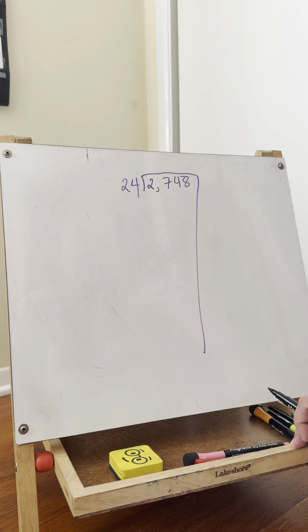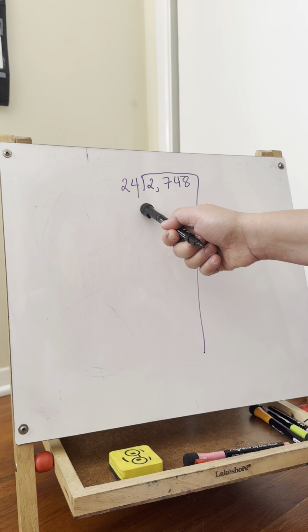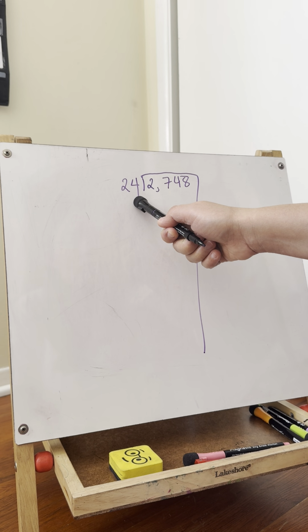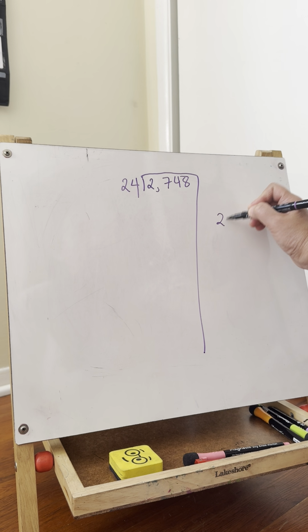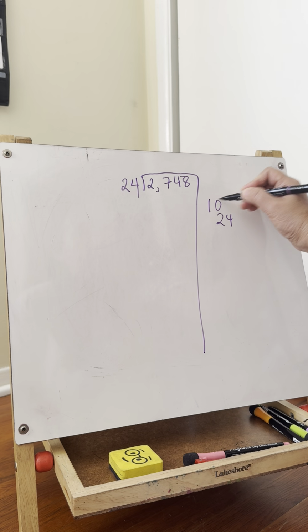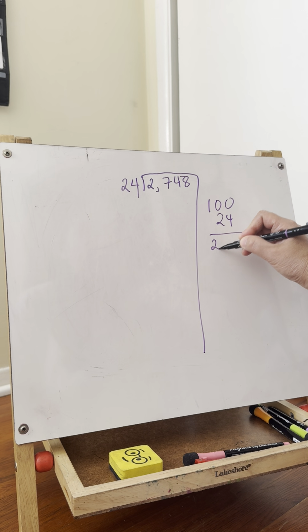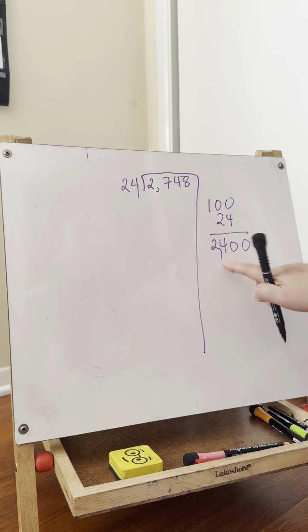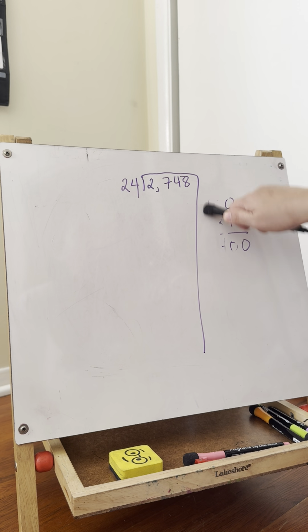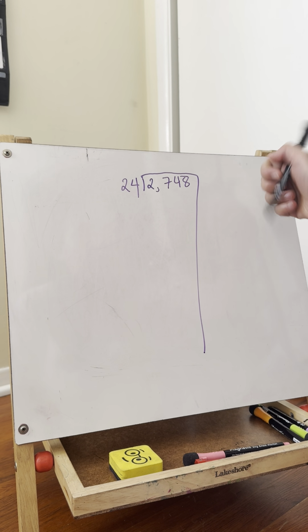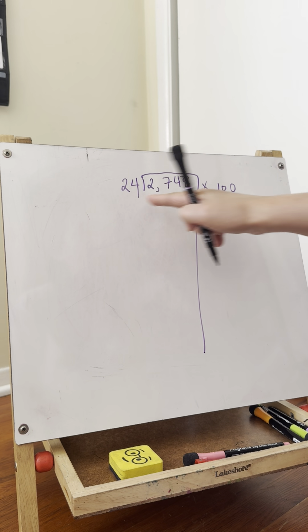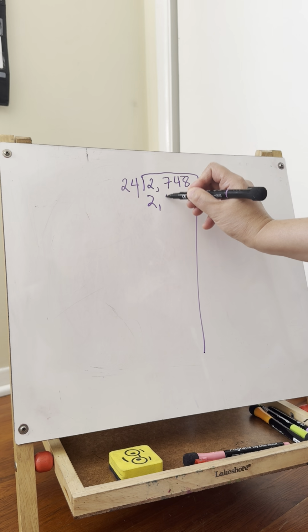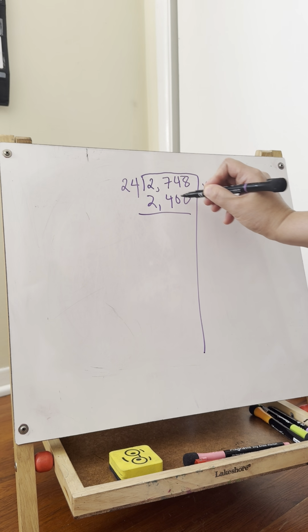Okay, let's estimate. So, what do you think? How many times does 24 go into 2,748? So let's try times 100. Okay, we're pretty close, 2,400. We can use times 100. We'll put it right here, times 100. And what is 24 times 100? That is 2,400. And then we will subtract.